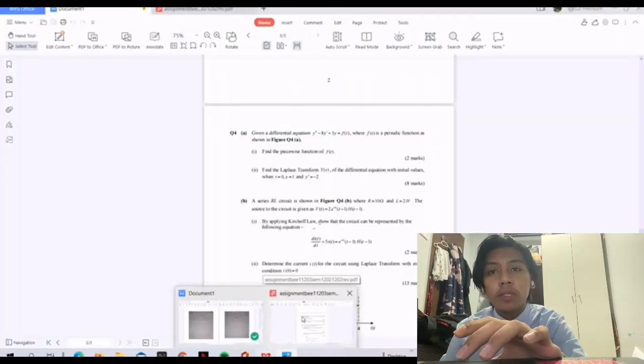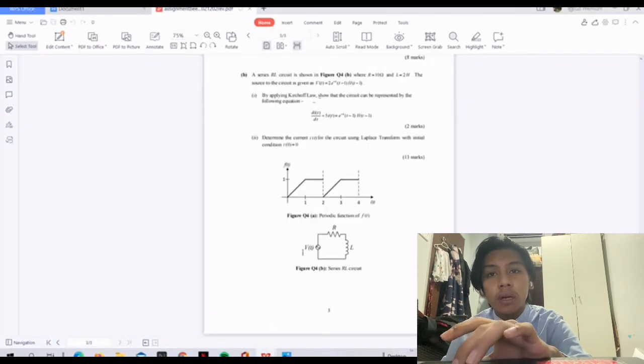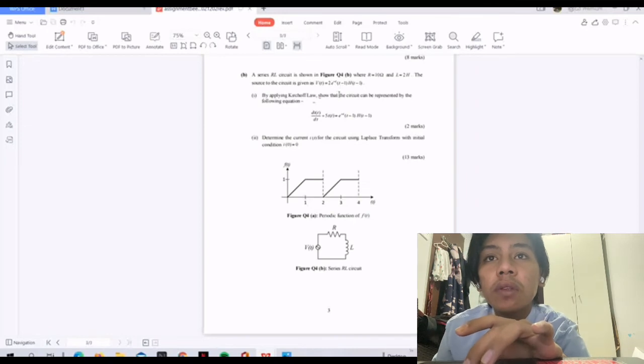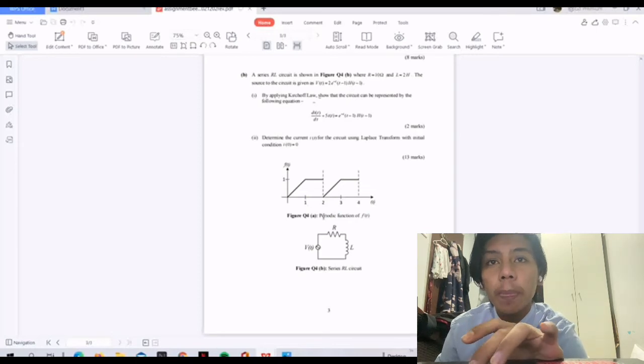Okay, for the next question, question B, a series RL circuit is shown. This circuit where R is equal to 10 and L equals 2H. The source of the circuit given is V(t) equals 2e^(-(t-1)) H(t-1).